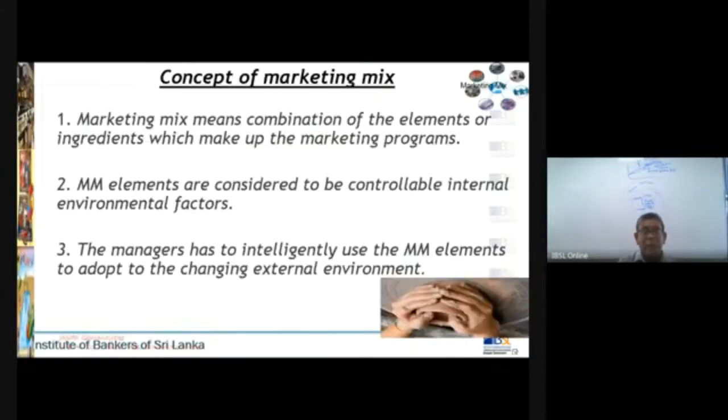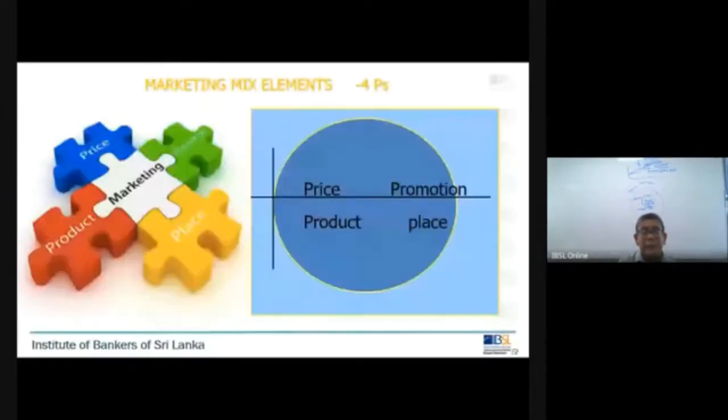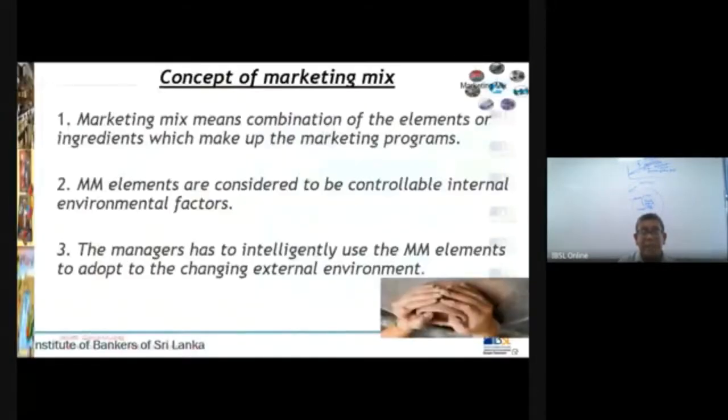Now remember this, the marketing mix is like a jigsaw puzzle. You know, the marketing mix is like a jigsaw puzzle. What do you mean by a jigsaw puzzle? You must have had jigsaw puzzles when we were small.